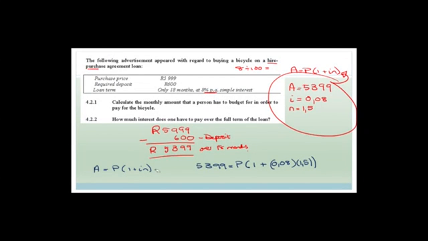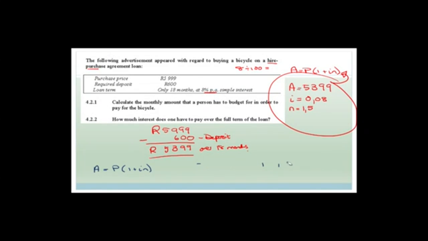What have I done wrong? The question says just calculate the monthly amount that a person has to budget for in order to pay for the bicycle. Oh, I made a silly mistake. Let me show you what I did.